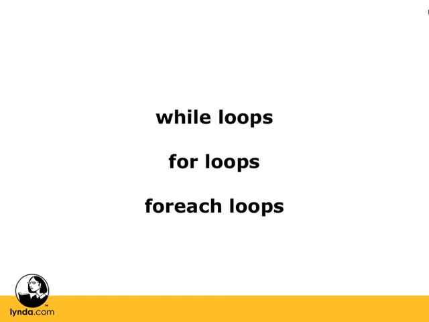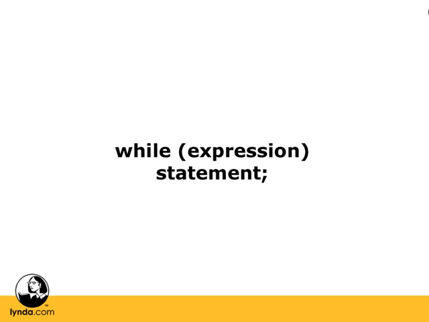Let's start out with while loops. I think they'll be the simplest. The format of a while loop is while, expression, in parentheses, just like the if statement, then execute a statement. And that expression is once again going to be a Boolean expression, just like in the if statement. So while something evaluates to being true, we're going to do something.